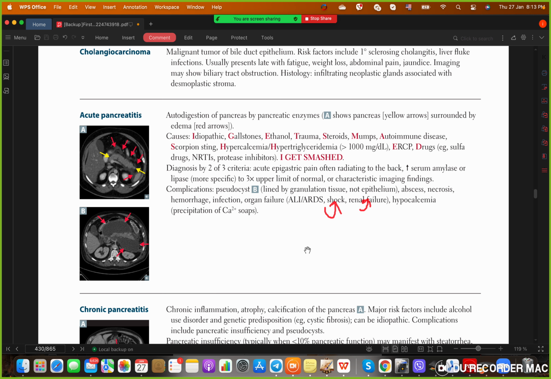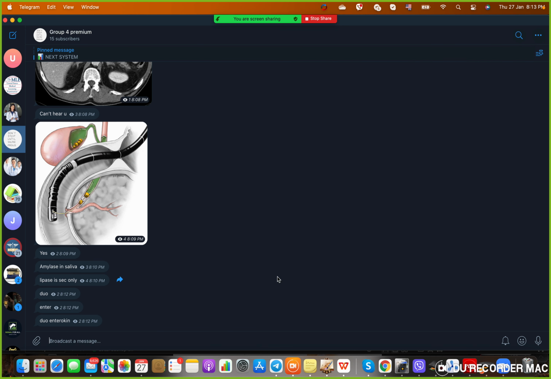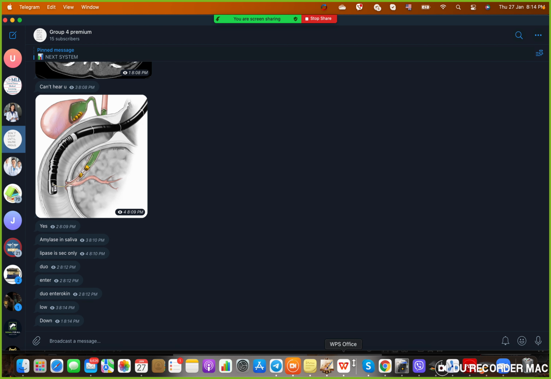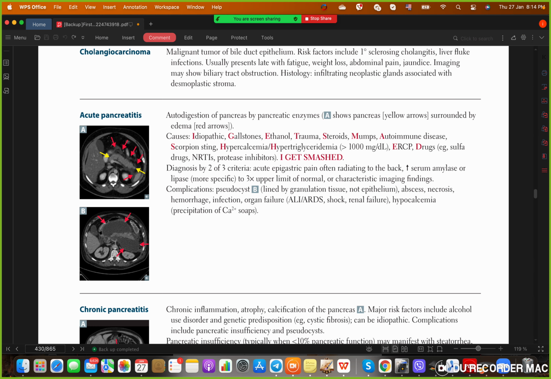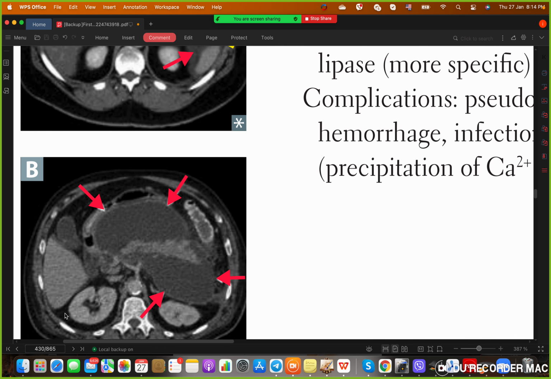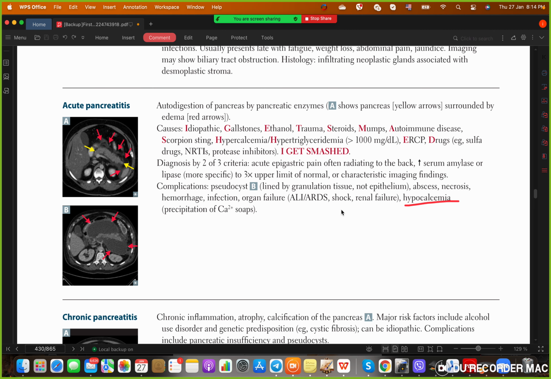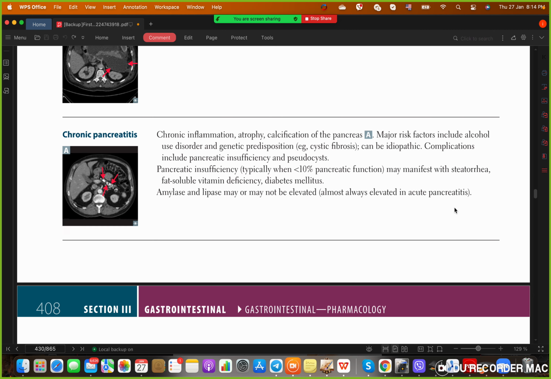And why the renal failure? Because in case of shock, what happens to the perfusion of the kidney? Low. So it goes down. When the amount of perfusion to the kidney goes down, we'll get pre-renal azotemia and renal failure. Hypocalcemia, why? Because there will be basically saponification of the calcium in the pancreas, surely but slowly, and that will lead to hypocalcemia in the body.